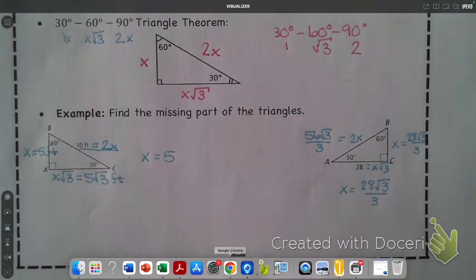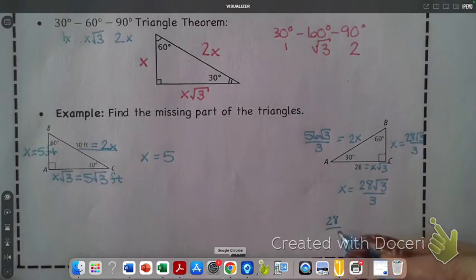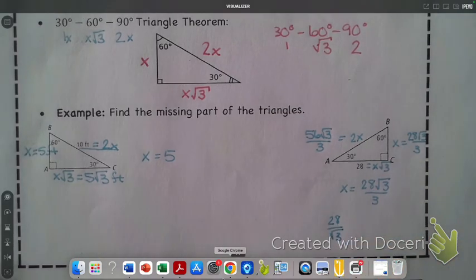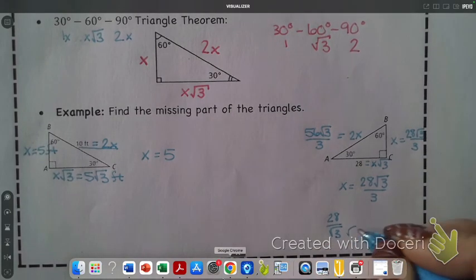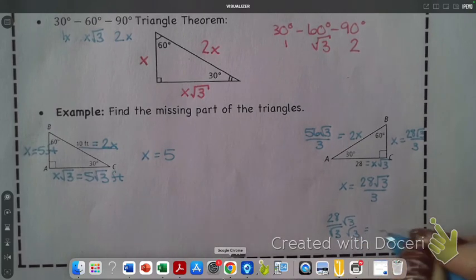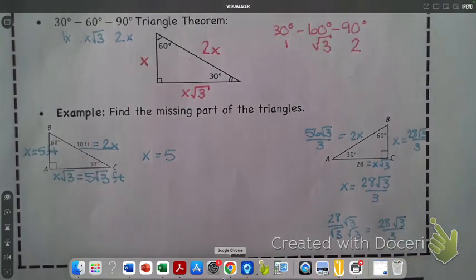Okay, did you get 28 square root of 3 over 3 as your x? Yeah. I got 28 square root of 3 over 3. If you have that, I kind of skipped to my answer because I rationalized in my head by now. If you have 28 over square root of 3, is it wrong? It's not wrong, but it's not fully right either. So we have to multiply by the square root of 3 over the square root of 3. And my brain kept wanting to reduce 28 and 3. It's like 3 should go into 28. Well, not evenly, right?